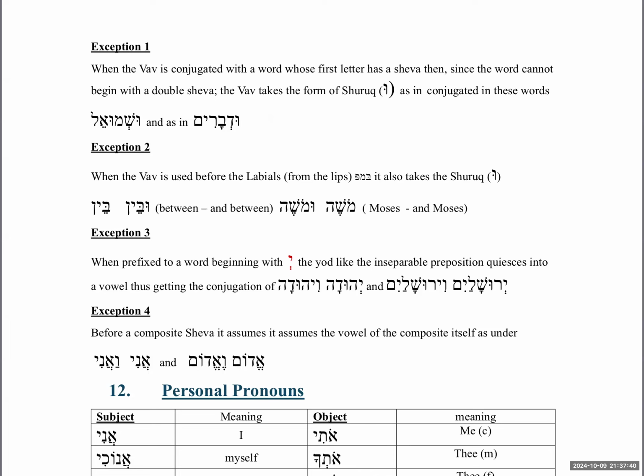Okay. When the vav is used before the labials, from the lips, that's bet, mem, and pe, right? Whenever the vav is used before the bet, the mem, and the pe, all of them are from the lips, be, me, and pe, it also takes the shuruk. Bein becomes u bein. Moshe becomes u Moshe. So, the labials from your lips.